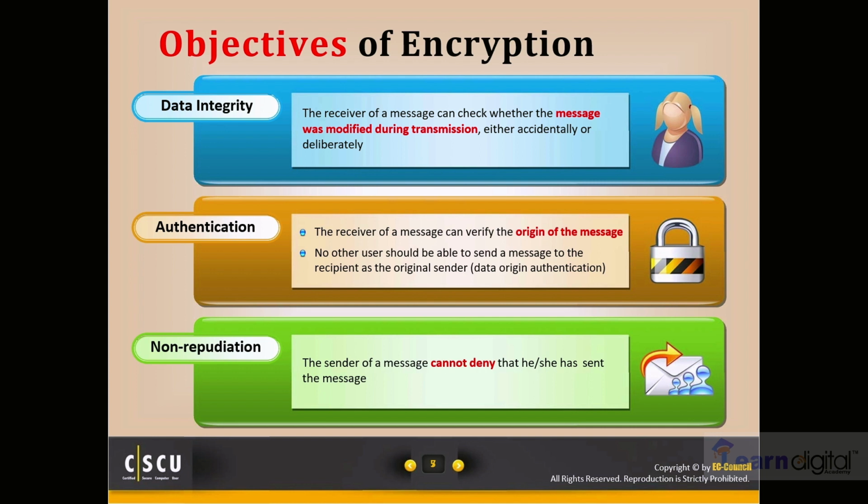And data integrity means the receiver of a message can check whether the message was modified during transmission, either accidentally or deliberately. Nowadays, if you use Microsoft Teams and edit a message, Teams will show that the message is edited. If you are using iMessage and edit a sent message, it will show that the message was edited. But nowadays we do not have any option for editing messages in WhatsApp. But yes, these three methods are used in encryption.